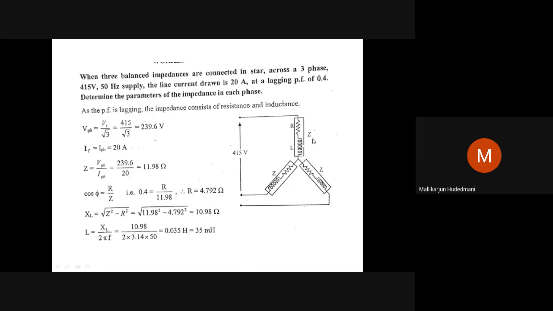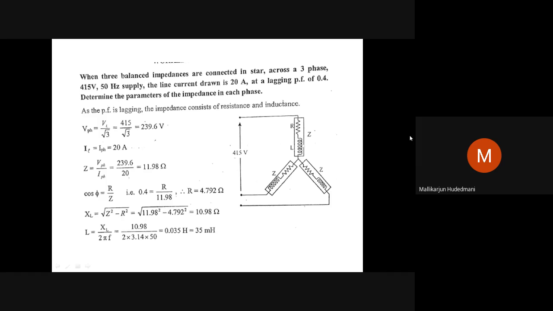What is ZPH? ZPH is the ratio of VPH divided by IPH. If I take, it becomes 11.98 ohm. It means the impedance in each arm is 11.98 ohm. So when I have the impedance, the next work is to separate it into R and XL. You have to recall star and delta connection as well as single phase RL circuit. R is Z cos phi, XL is Z sin phi.